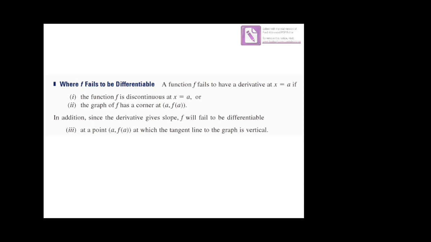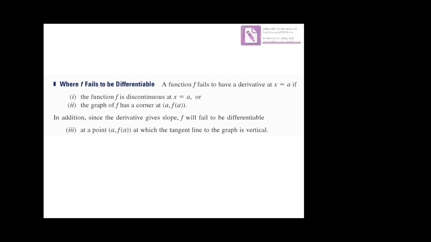Then the second case: if the graph of f has a corner at a, f of a. So if the function has a corner, for example the absolute value function at the point (0, 0), the graph has a corner, so we conclude that this function is not differentiable. We saw in section 2.7 that for the absolute value of x, this function doesn't have a tangent line, because the tangent line from the left is different from the tangent line from the right at x equals 0. So this function has a corner, so it is not differentiable at 0.